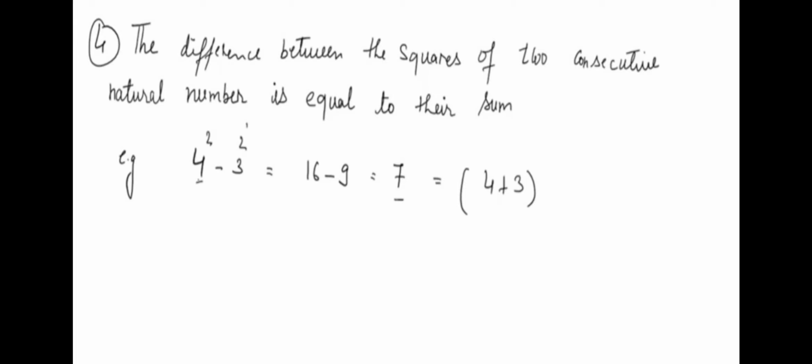It means, student, whenever you get the question, find the difference between the squares of consecutive numbers 25 and 26, no need to calculate, no need to find the squares of 25 and 26 and then subtract. Simply you will add 25 and 26. One thing is very important here, they should be consecutive natural numbers. Is it clear, students?